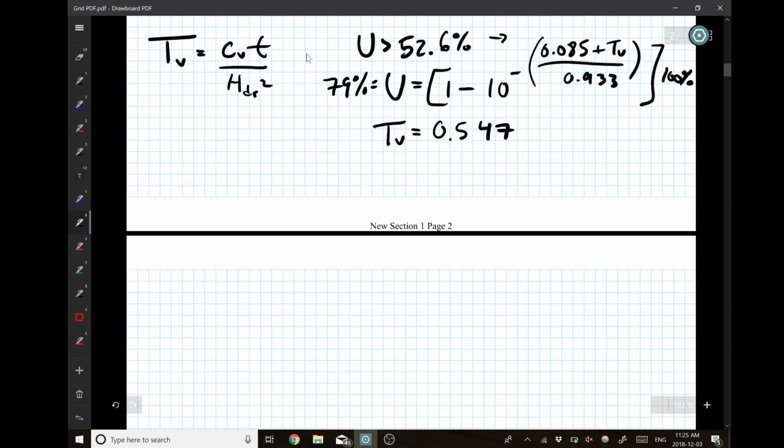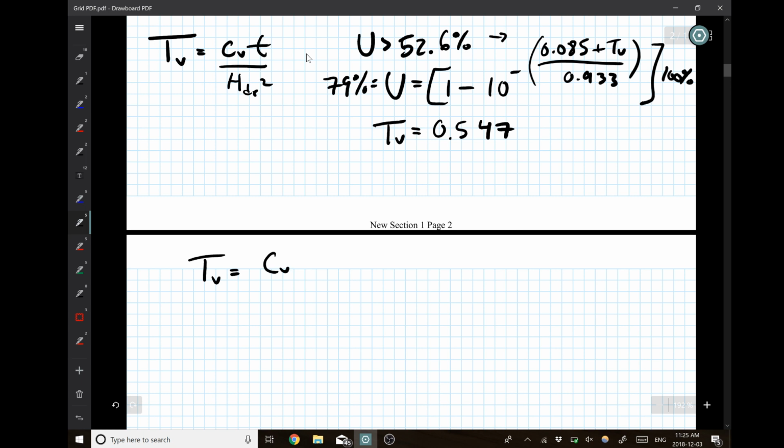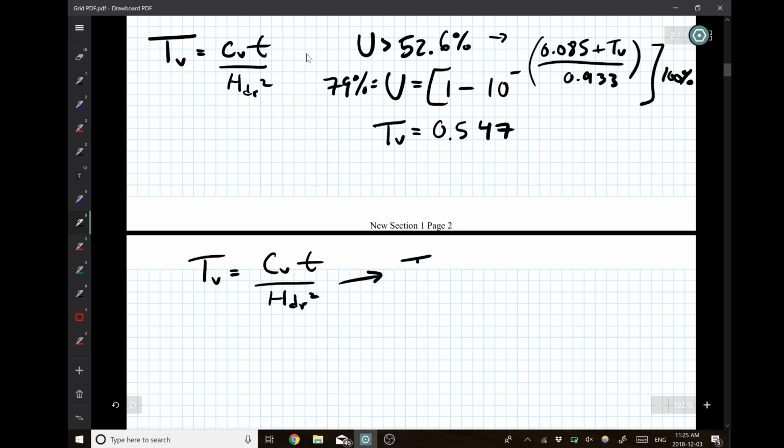So then we go back to our equation for TV. TV is equal to CV T over HDR squared. We know our TV is equal to 0.547. If you look on our diagram, it gives us for the soft clay the CV, which is 0.17 feet squared per day. We're looking for the time, and our HDR squared would be 25 feet.